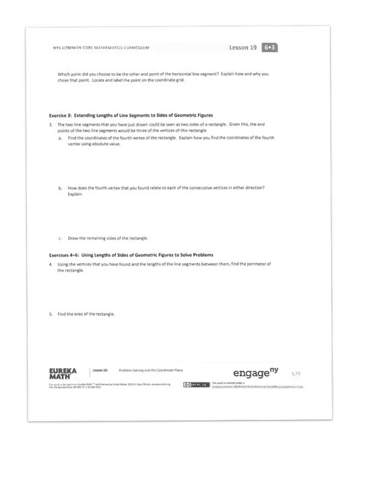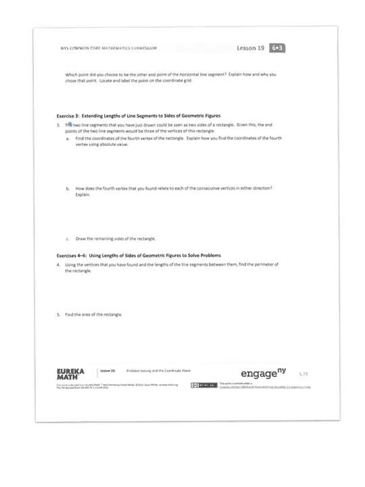Okay, now on number 3, the 2 line segments that you have just drawn could be seen as 2 sides of a rectangle. What that means is that you probably started at 4, negative 3, I believe that was the last point, and you went 9 units up, and then you went 9 units to the right. Now it's asking, given this end, 2-point line segments would be 3 of the vertices. Here's 1, 2, 3 vertices. It says find the coordinates of the 4th vertex. That means the 4th vertex has to be somewhere right here.